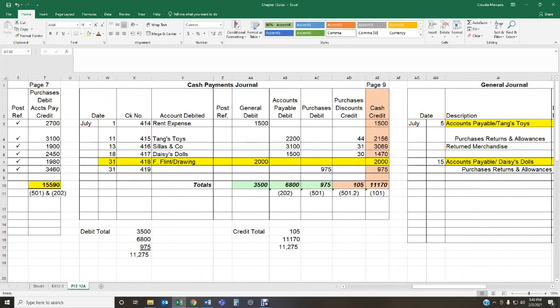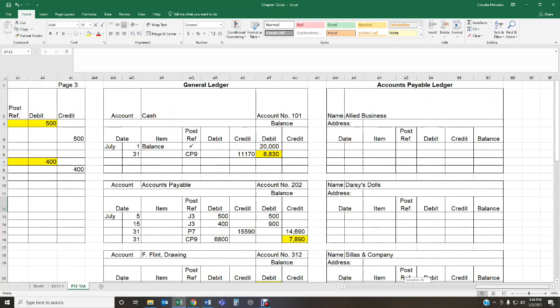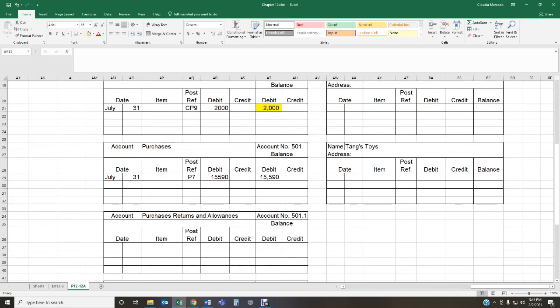If we go over to our cash payment journal, we also had a purchases debit right here of $975. This is happening on our cash payment journal number 9. So we go back to purchases in my general ledger. This also happened on the 31st, and this is cash payment journal number 9. The amount of the debit is $975. Because they're both debits, we're going to add them together. That gives me $16,565.